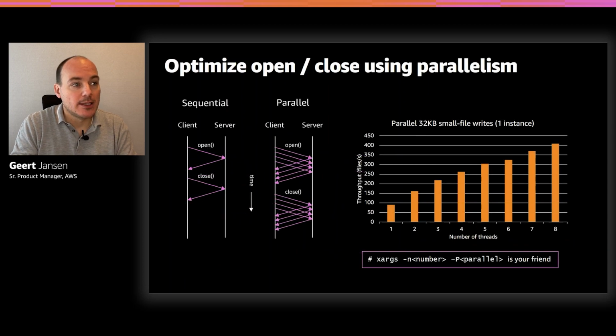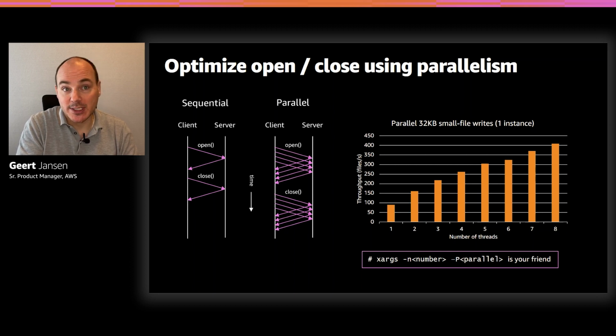Okay, second optimization is to use parallel opens and closes. So on the left-hand side of the diagram, it's again a sequential open and close. First the open happens, the application waits until the file is opened, and then the close happens, and again a round trip.